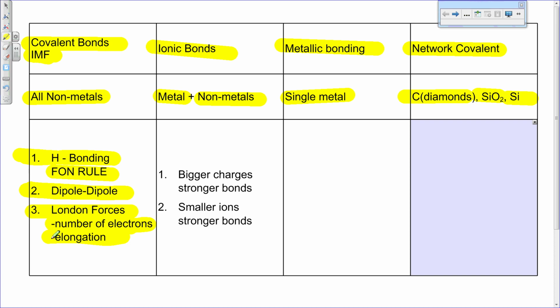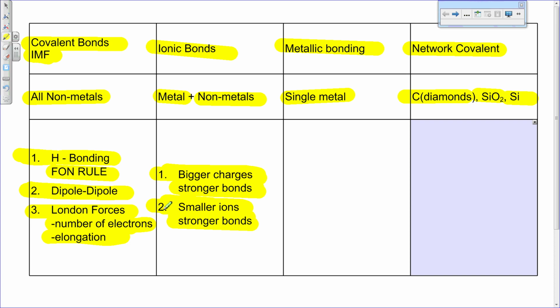Ionic bonds. When you go to do ionic bonds, a metal and a nonmetal, how do you tell the difference? Well, bigger charges, stronger bonds. I'll show you the law. If they have larger charges on the ions, automatically it's going to be stronger. If the charges are the same, what's the second criteria? The second criteria is the smaller the ion, the closer they are, like little magnets. The closer you bring them, the stronger the bond, and I'll show you that as well.